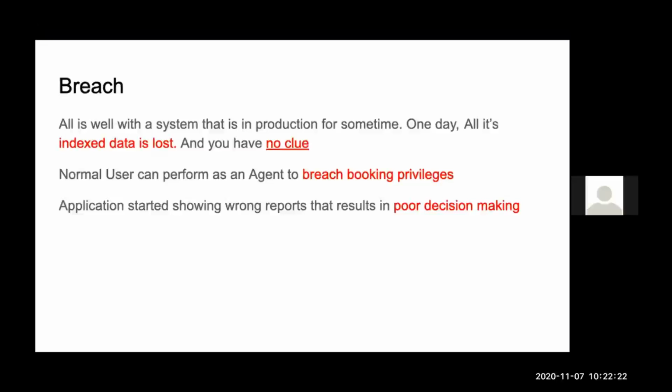Now, there is a booking system where a normal user can perform anything that an agent can perform. And it was definitely a data breach, because agents were supposed to do bulk booking, and the normal user was also doing bulk booking, through whatever medium it was. Then the application started showing wrong reports with wrong data, which resulted in poor decision making. These decisions can sometimes cost you much, based on the data that you operate on. If it is a financial system, it can cost you heavily. And we faced that problem also.